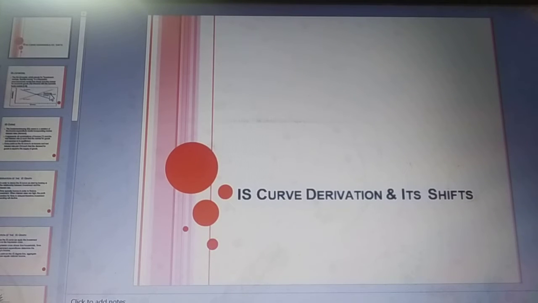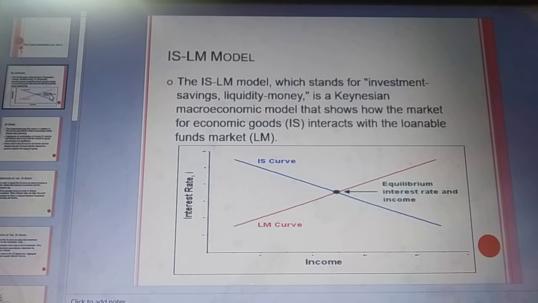Well, in this video, we are going to discuss the IS curve, its derivation, and the shifts of the IS curve. The IS curve is basically a part of the IS-LM model that was given by Hicks. IS and LM stand for investment, saving, liquidity, and money.